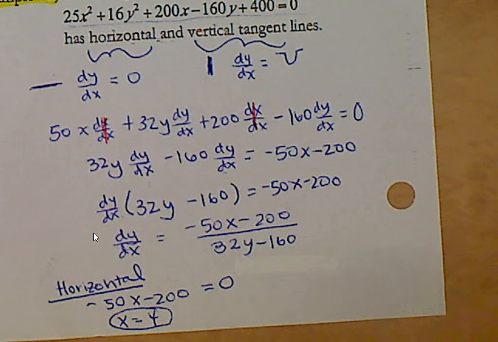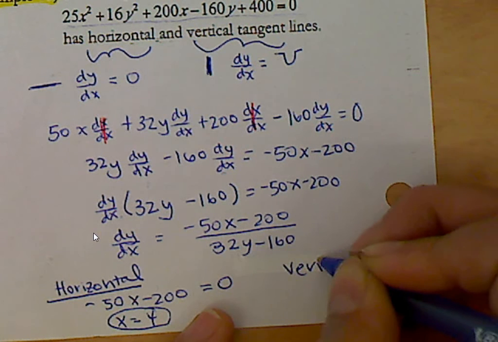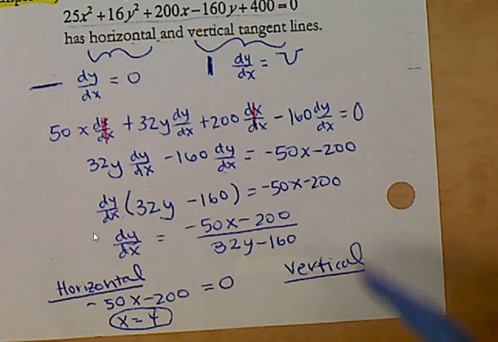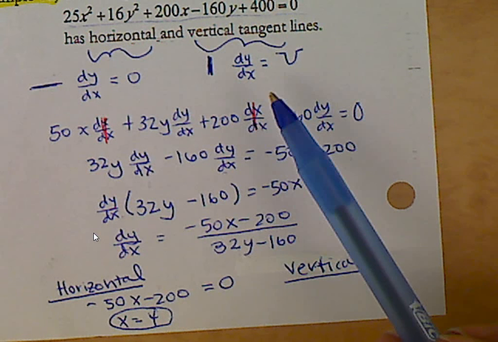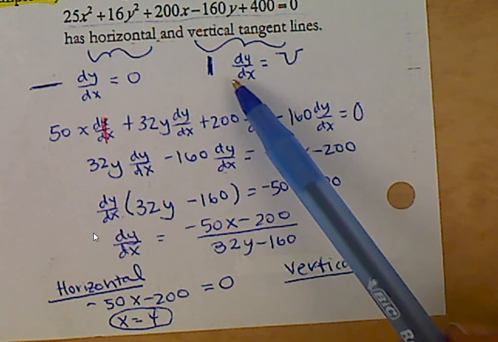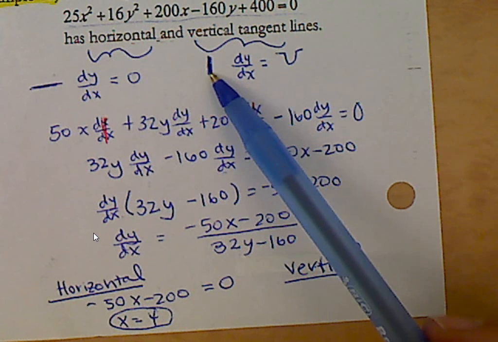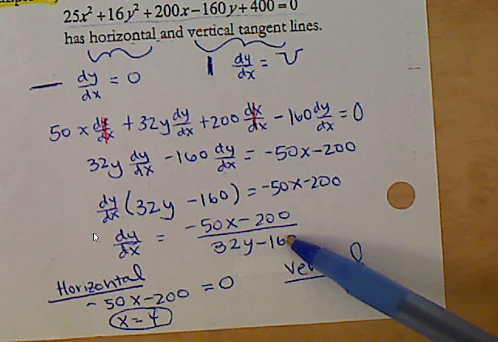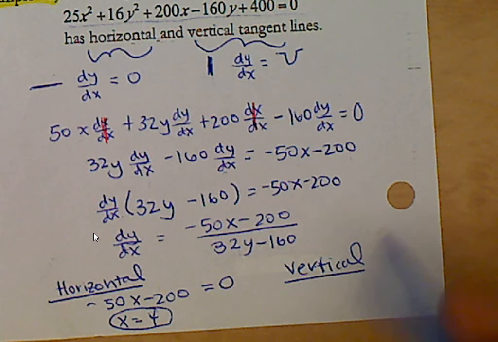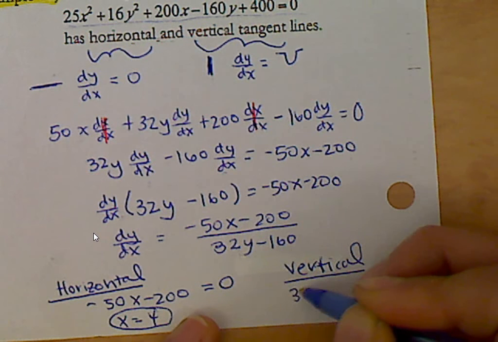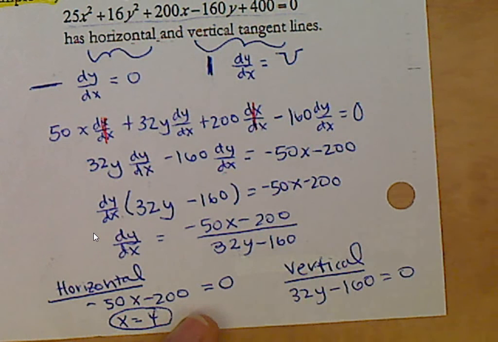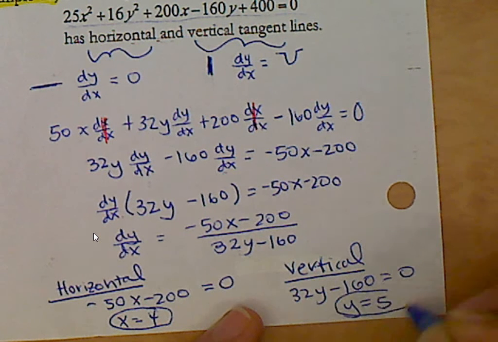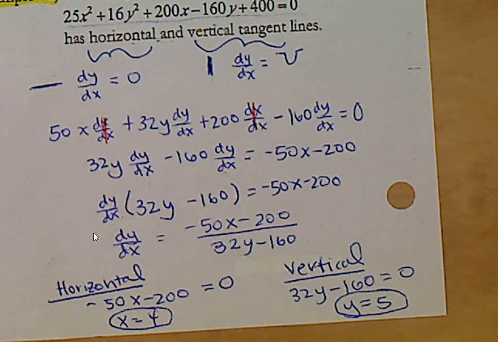And then my vertical tangent. The vertical tangent is going to be when the line is vertical and when it's undefined. So what is going to make the slope undefined is if the denominator equals 0. So I'll set 32y minus 160 equal to 0. And if I were to solve that out, I would get y equals 5. So that is how you solve that one.